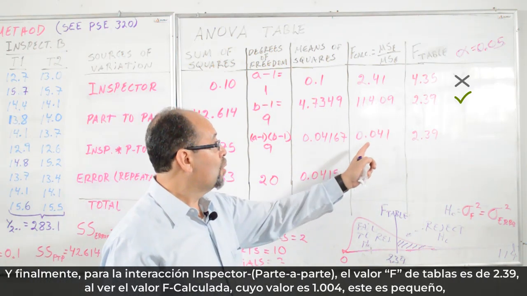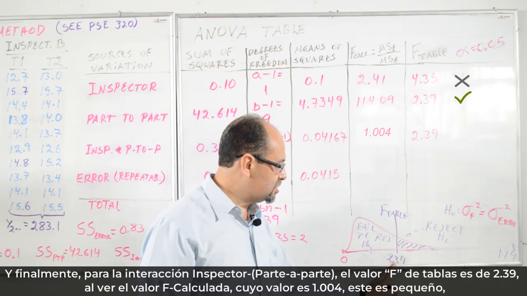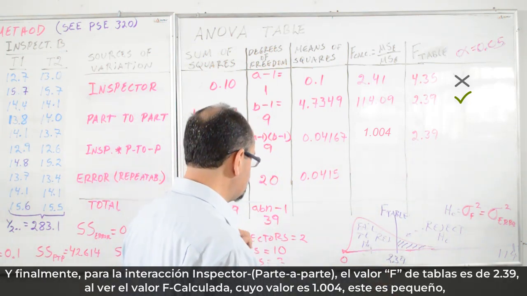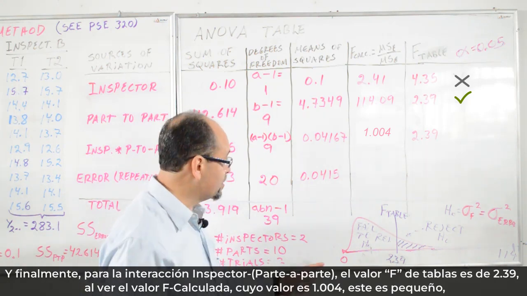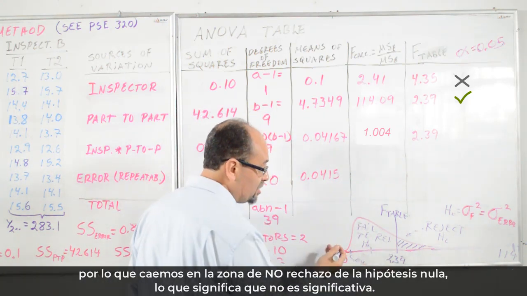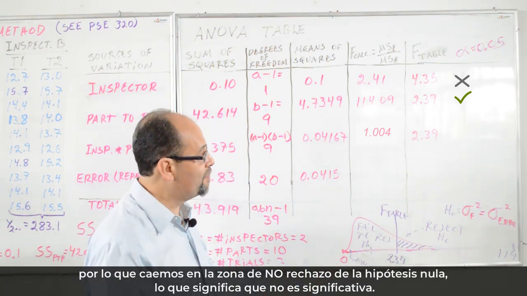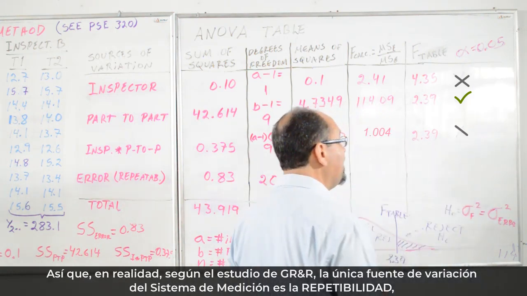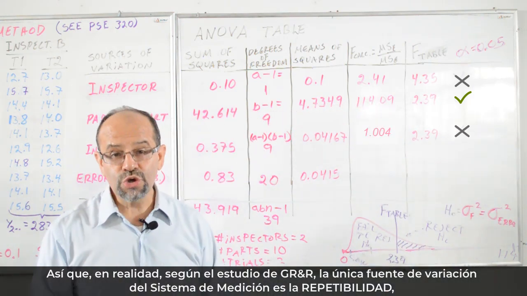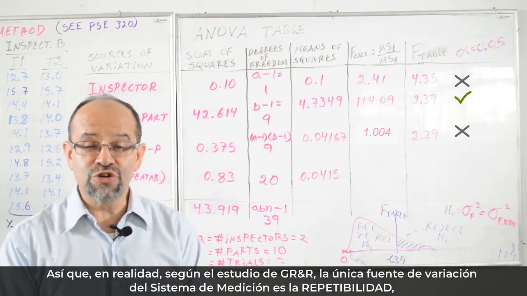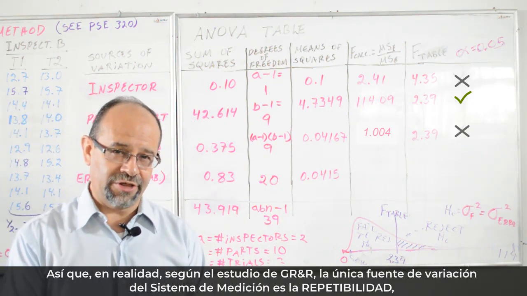And finally, the 2.39, which is the value from the table, and the F calculated for the interaction, inspector by part to part, is 1, which is very small. 1 is in the region of fail to reject the null hypothesis. That means it is not significant. Then, actually, we should have only the repeatability variation for this GR&R study.